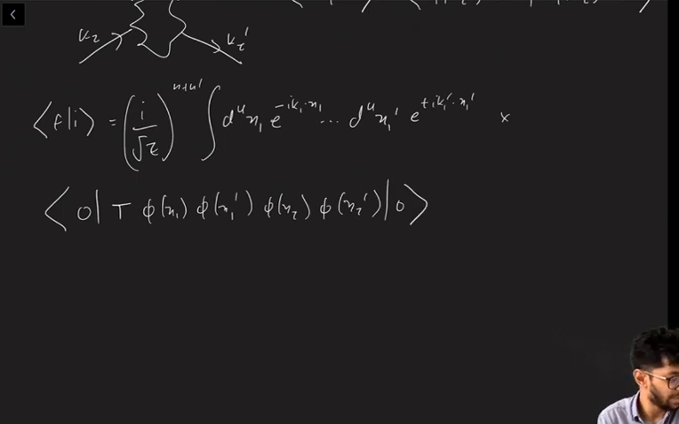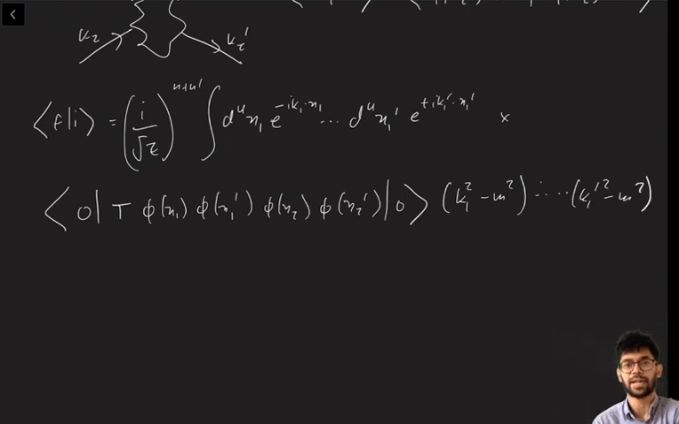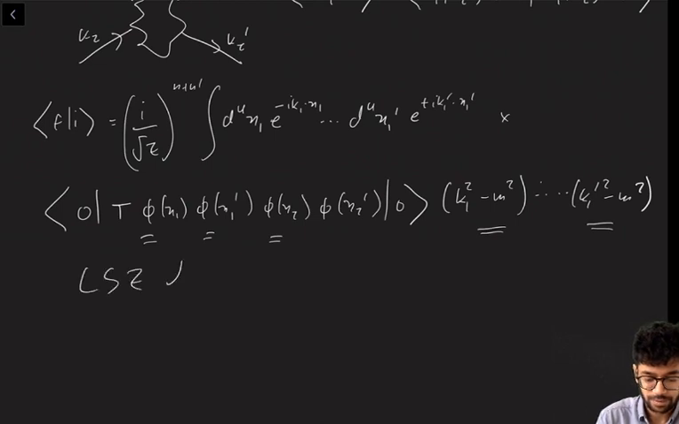And finally, there are also some kinematical factors. For every field, there is a kinematical factor, which is the momentum going in multiplied by k squared minus m squared. So I have k1 prime squared minus m squared, and so on, all the way up to the last one. Of course, there's one of these for every field operator here. I'm just not writing them all out. And this thing is the LSZ formula. It relates, as I said earlier, the inner product of f and I with this matrix element, with this time-ordered correlation function.